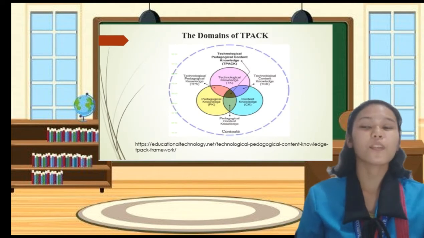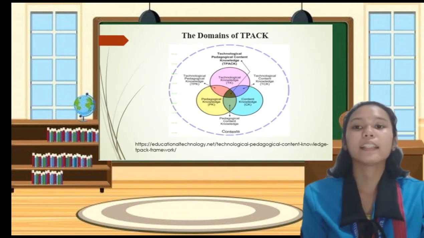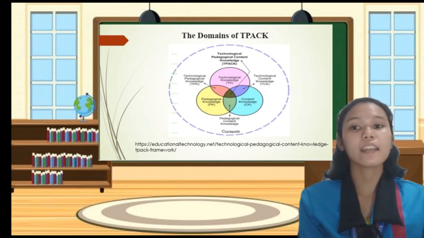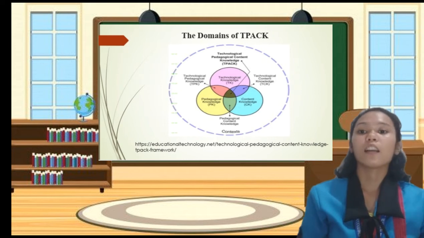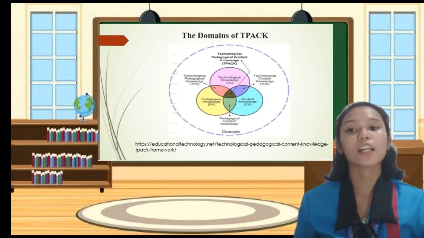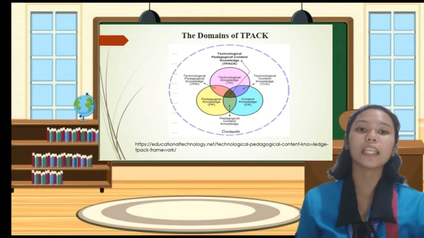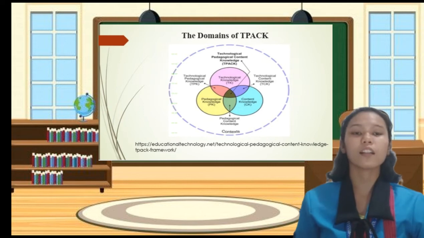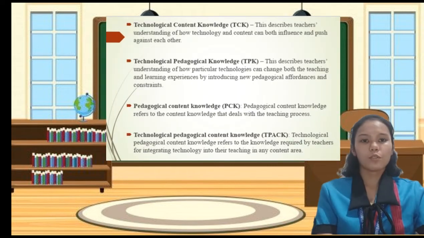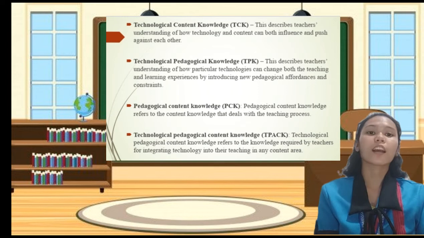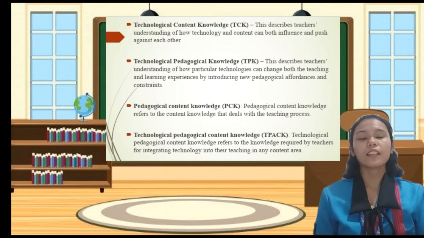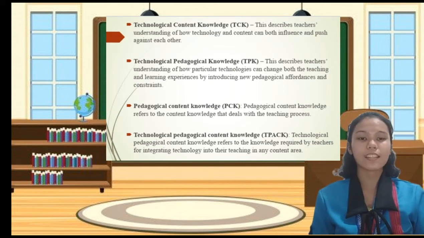So in the diagram, these are the domains of TPACK. First is the technological content knowledge or TCK, pedagogical content knowledge or PCK, technological pedagogical knowledge or TPK, and lastly the TPACK itself, technological pedagogical content knowledge. So the first one is the TCK or technological content knowledge. This describes teachers' understanding of how technology and content can both influence and push against each other.